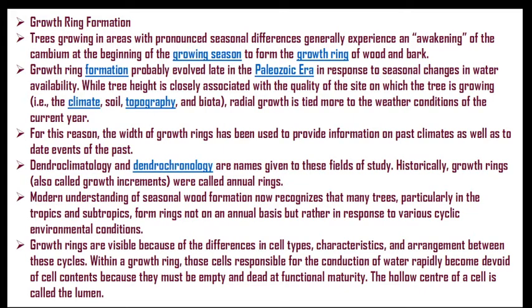Growth rings are visible because of the differences in cell types, characteristics, and arrangement between these cycles within a growth ring. Those cells responsible for the conduction of water rapidly become devoid of cell content because they must be empty and dead at functional maturity. Functional maturity means what? At the end of the year. The hollow center of the cell is called a lumen.